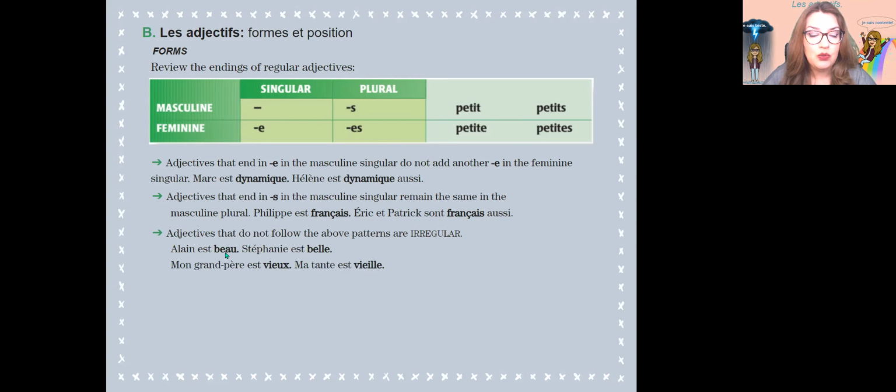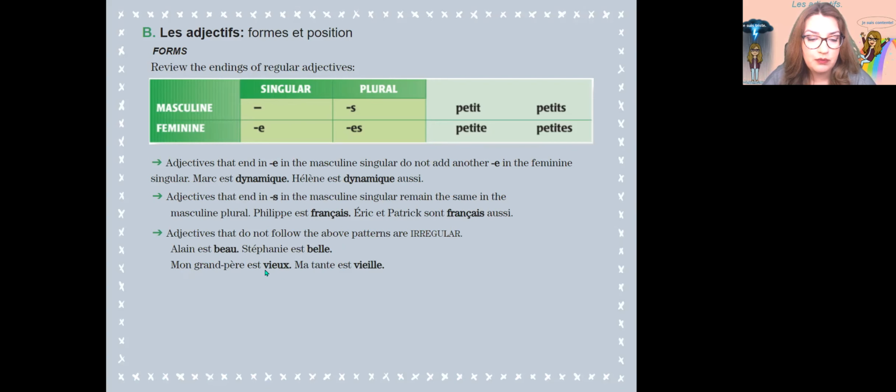Alain est beau. Beau. Alain is handsome. Beau is a masculine form of the word pretty or handsome. Stéphanie est belle. See, for the feminine form, for Stéphanie, it changes forms completely, or the ending completely. EAU becomes ELLE, which means that the adjective beau is irregular. Another adjective is vieux. It's irregular.